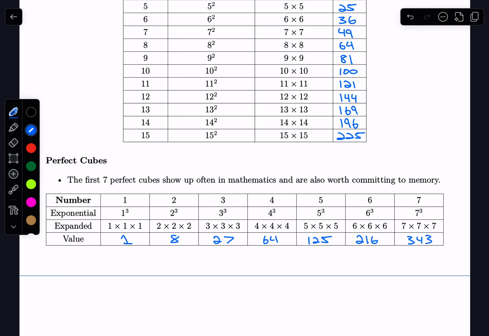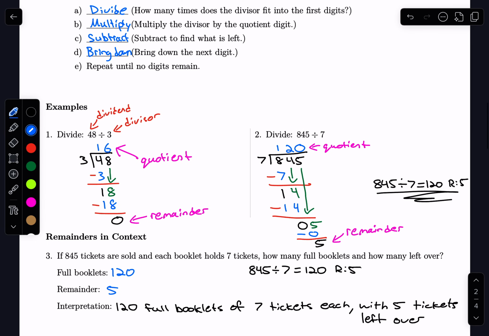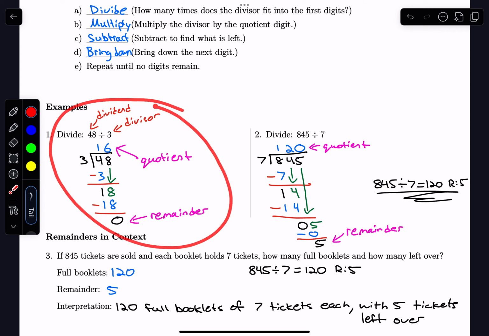All right, please practice your addition and your multiplication. Please remember exponential notation and these perfect cubes and squares. And most importantly, please make sure that you can do long division because we need this process for quite a few things in mathematics. And it's not that hard as long as you get the steps down. We're just doing the same 4 or 5 steps over and over again. And it never really gets harder than that. The numbers might get bigger, but the process stays exactly the same.